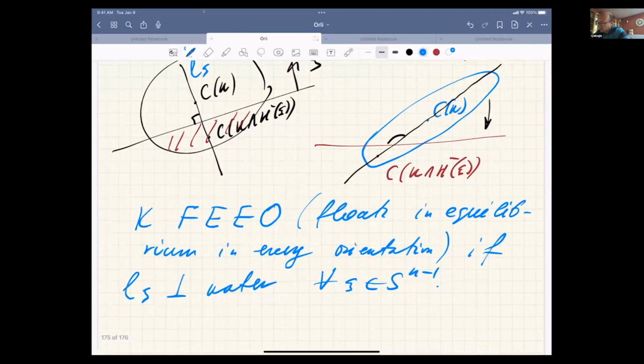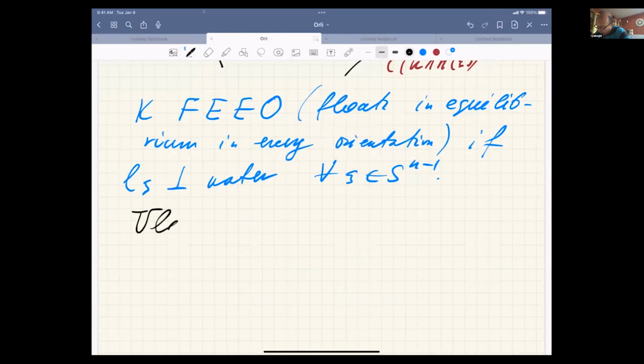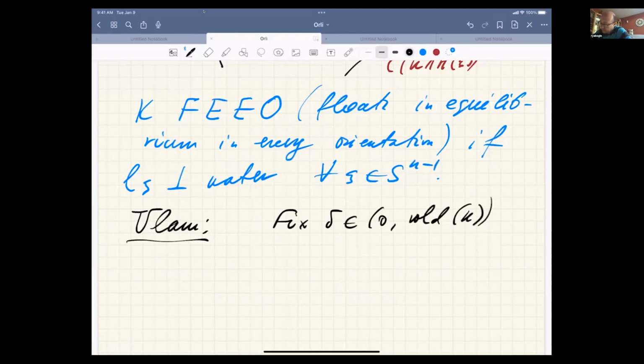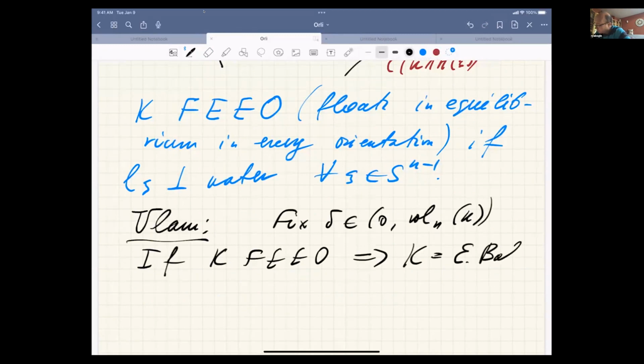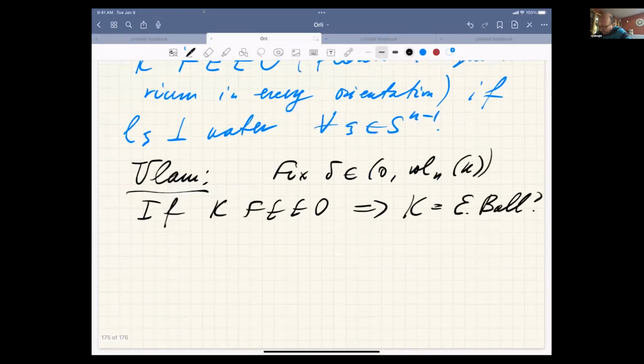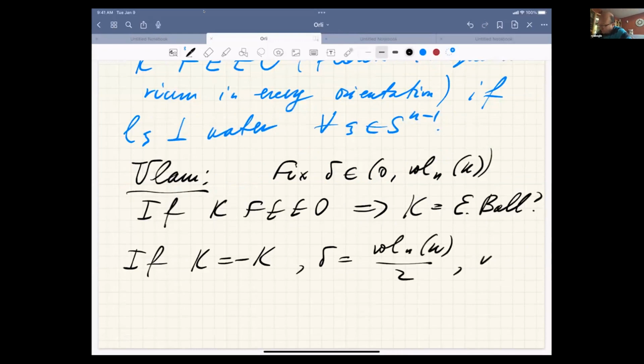Yes. And then there is this famous question of Ulam. So fix delta from 0 to the volume. If K floats in equilibrium in every orientation, does it follow that K is the Euclidean ball again? So if K is equal to minus K, if the body is origin symmetric, and delta is half of the volume, then the answer is known to be yes.